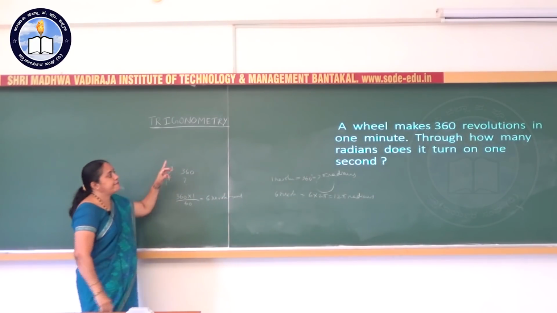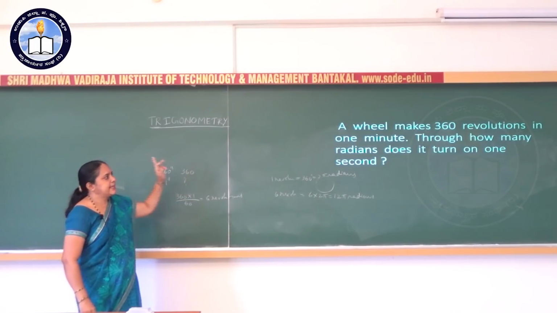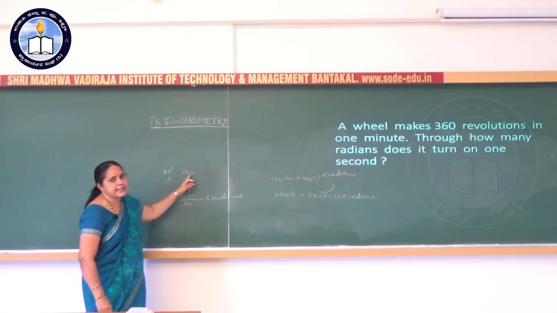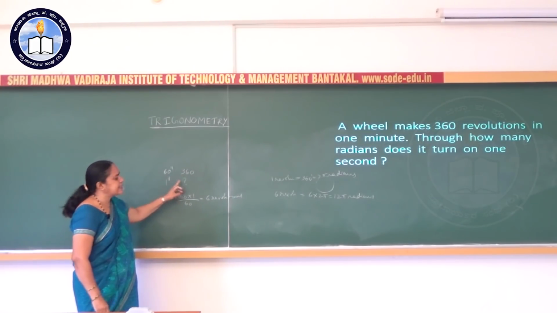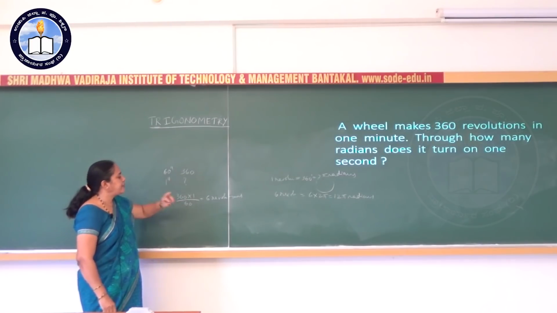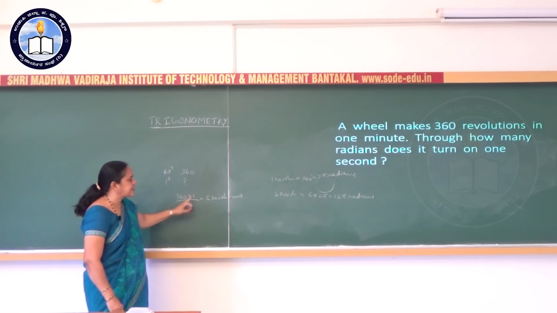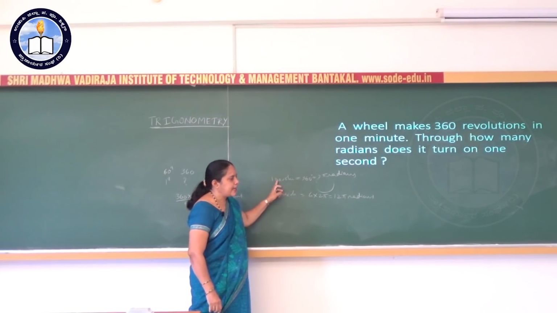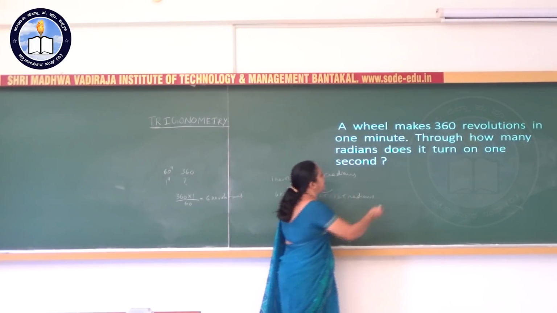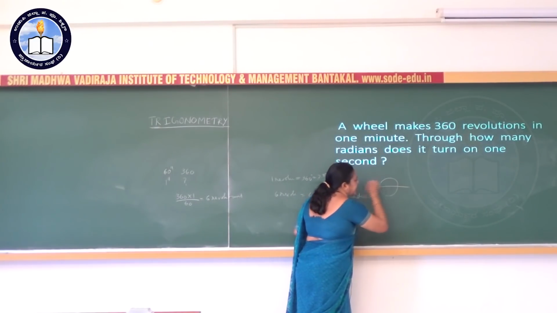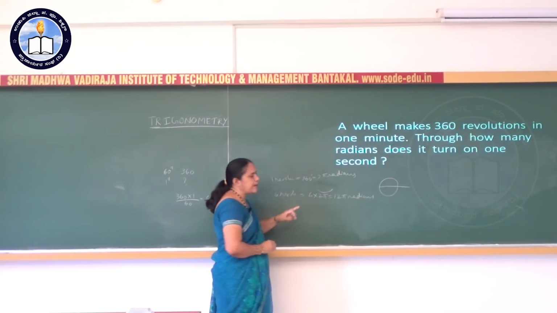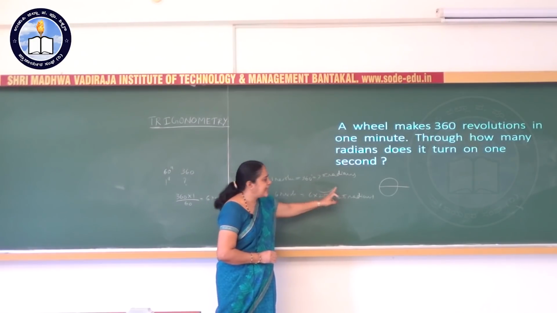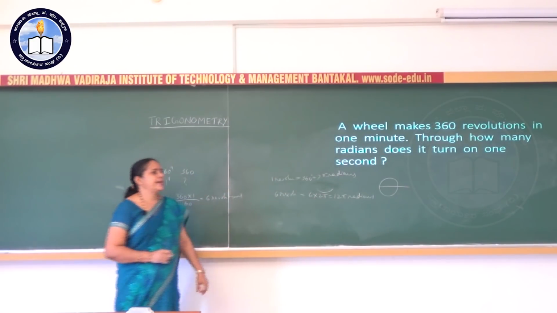Given in 1 minute, the wheel makes 360 revolutions. That means in 60 seconds, the wheel makes 360 revolutions. In 1 second, how many revolutions? It's 360 divided by 60, that is 6 revolutions. So, in 1 revolution, the angle turned by the wheel is 360 degrees. So, in 6 revolutions, what is the angle turned by the wheel? It's 6 into 2 pi, that is equal to 12 pi radians.